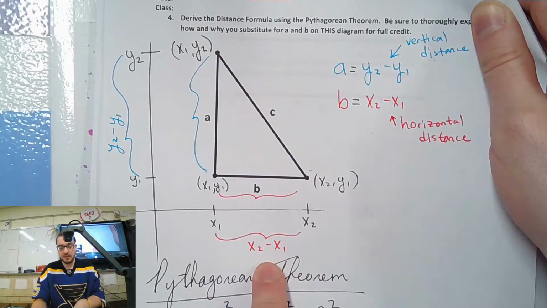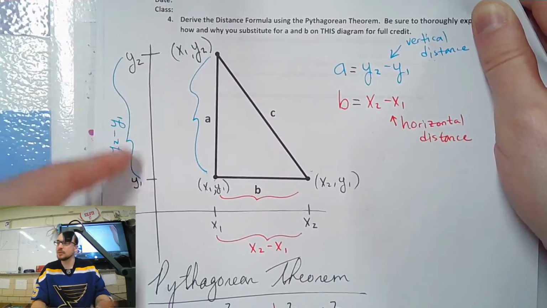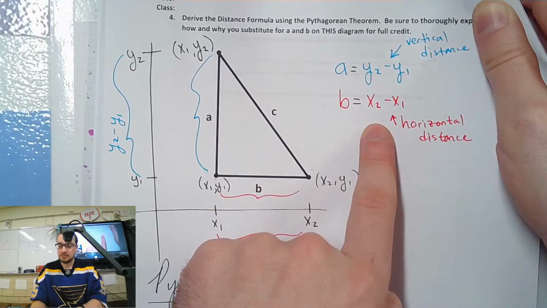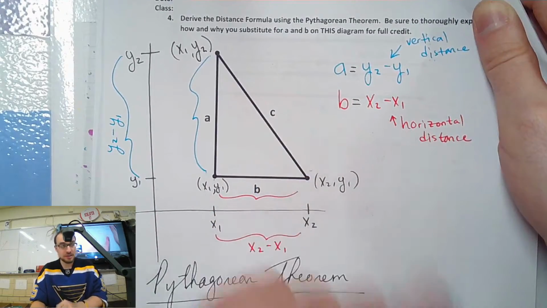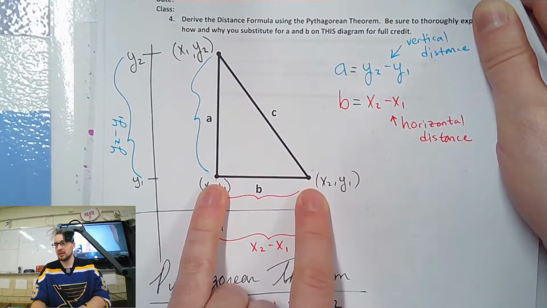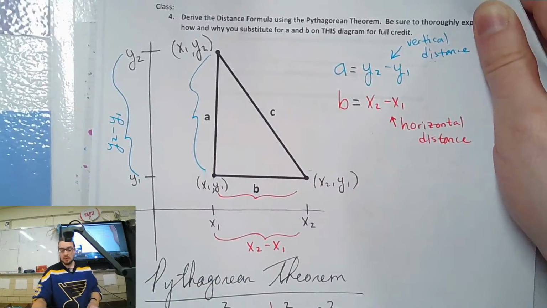x2 minus x1. A is the vertical distance. So it's just going to be y2 minus y1, however much space is between here, right? So I write that down. Vertical distance, because subtraction is distance, and y is vertical. Horizontal distance, because subtraction is distance, and x is horizontal. And of course it's horizontal distance. Look at the segment. It's horizontal. That's vertical.